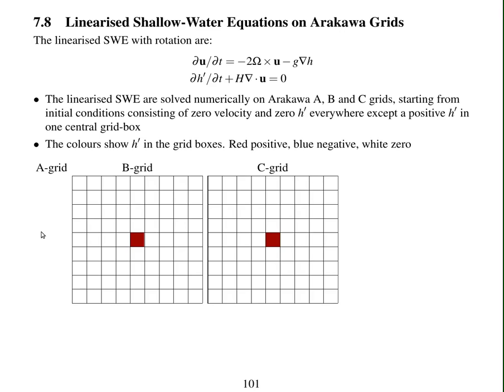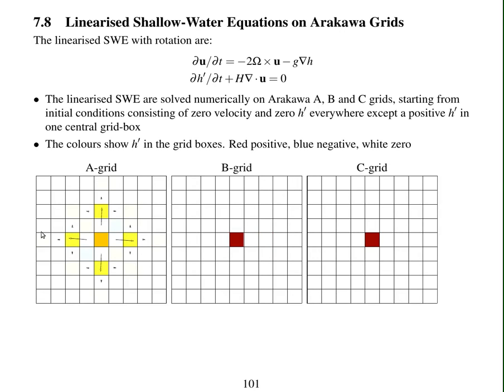So what happens if you use an A grid? The initial fluid all in this tower does spread out, but it doesn't go to the next grid box. These 4 grid boxes surrounding the centre never get any height anomalies in them. They get velocity anomalies, but there's never any velocity here, and there's never any velocity here. So there's this checkerboard pattern with only, in fact, there's only ever non-zero height in a quarter of the grid boxes, non-zero velocity in another quarter of the grid boxes. So it's very unrealistic.